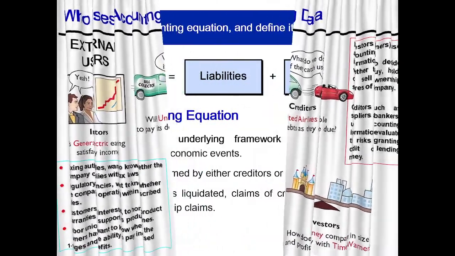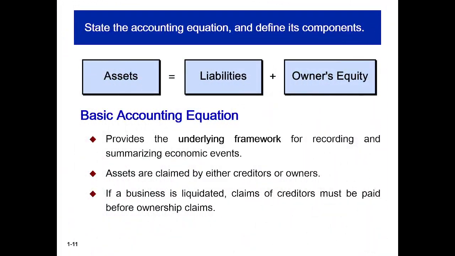Now we will discuss the accounting equation. The accounting equation is very easy to understand, I think. Here assets equal liabilities plus owner's equity. That means the basic accounting equation provides the underlying framework of reporting and summarizes economic events. Assets are claimed by either creditors, that means the liabilities, or the owners.